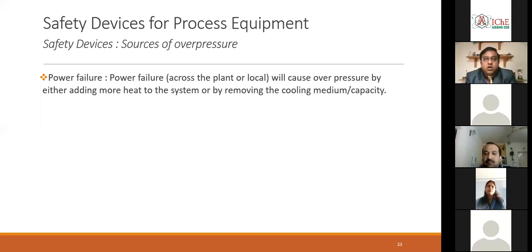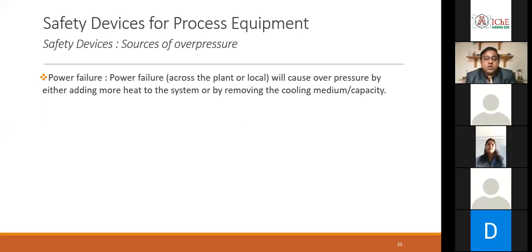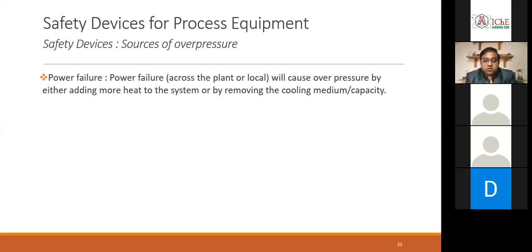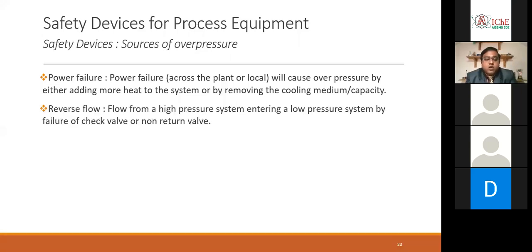If it is a total power failure, that becomes a totally different ball game. It means my cooling tower is not working because there is no power in the cooling tower fans and no cooling water supply. So things become very dangerous at that time. So these are called the global scenarios.